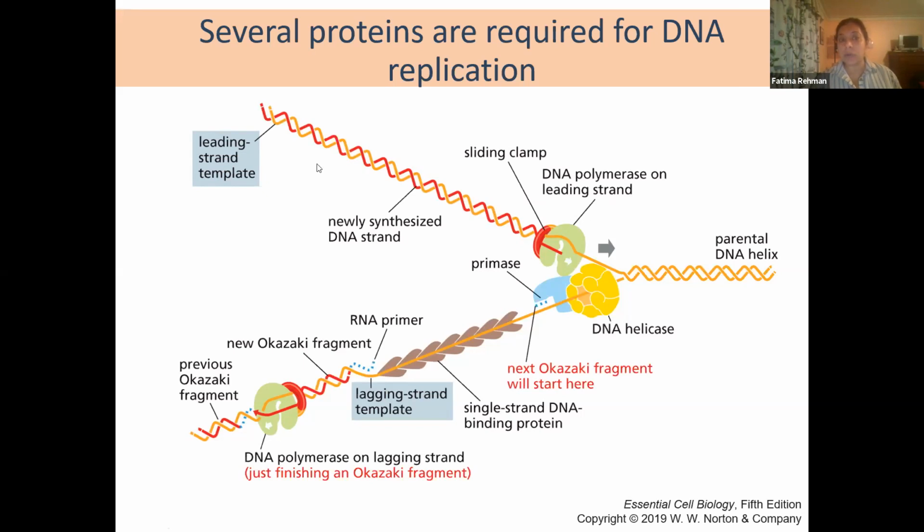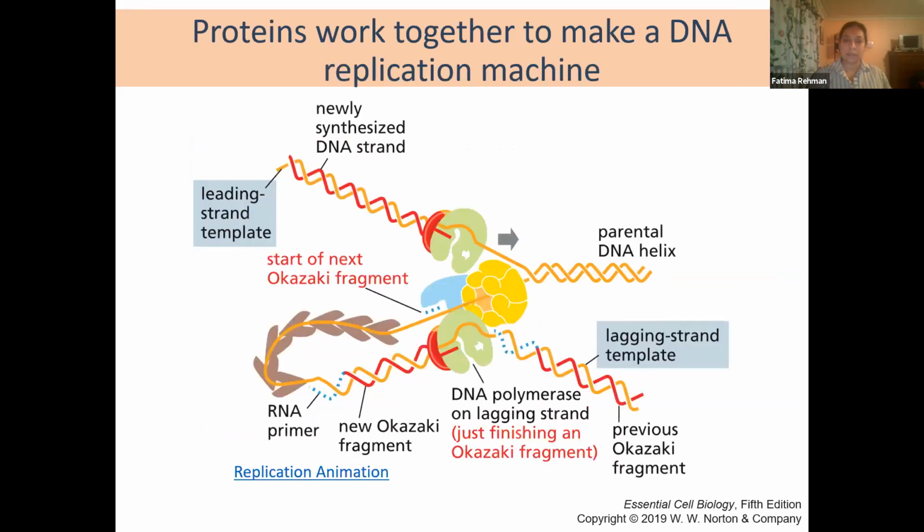On the leading strand, you can see it's a little bit simpler. Once that initial primer has been made and the DNA polymerase binds to that leading strand, with the help of the sliding clamp, it can just continue all the way through until it reaches the end of that fragment. But on the lagging strand, the single strand binding proteins become important because the DNA has to remain open until the polymerase binds to that primer made by the primase and starts the replication process.